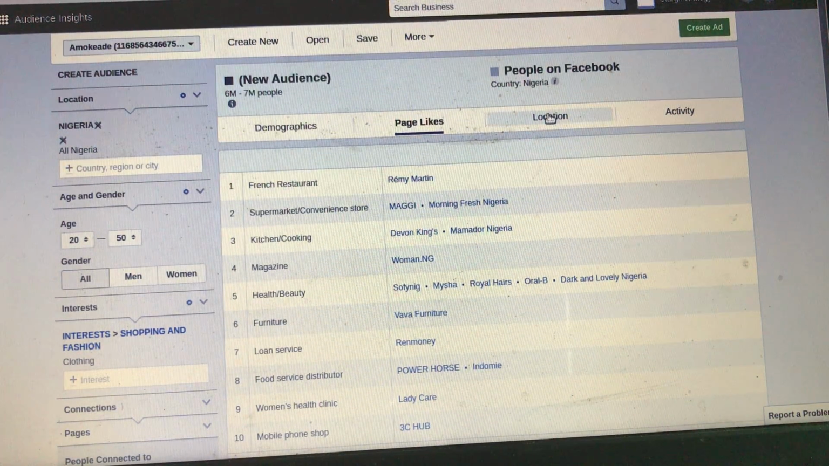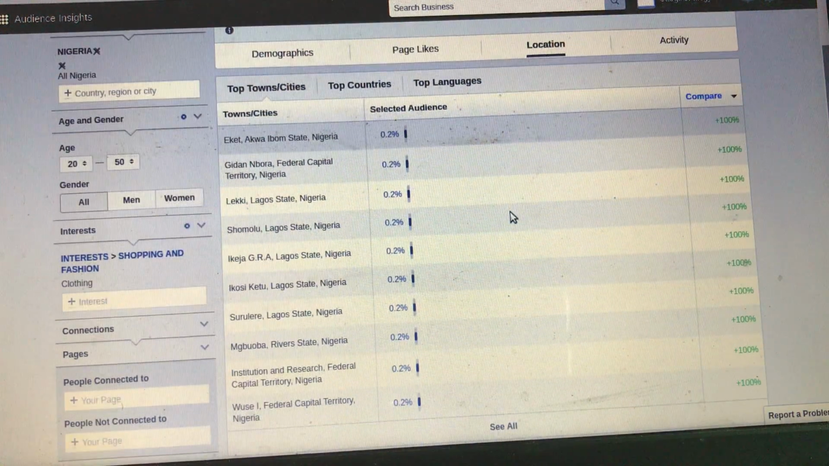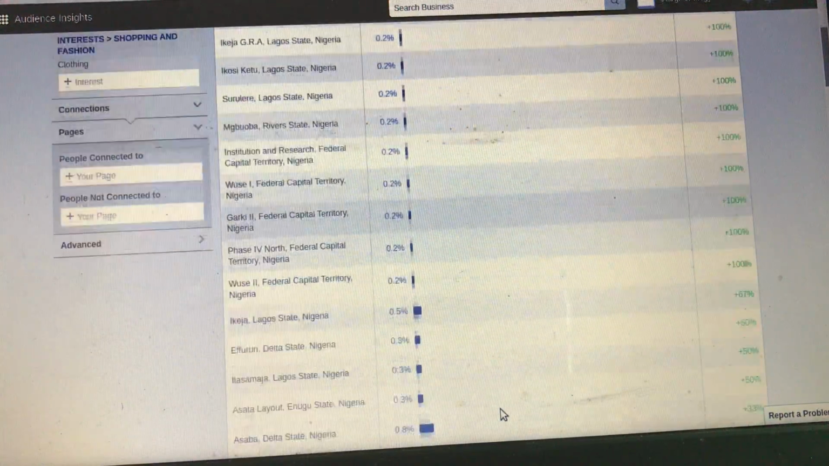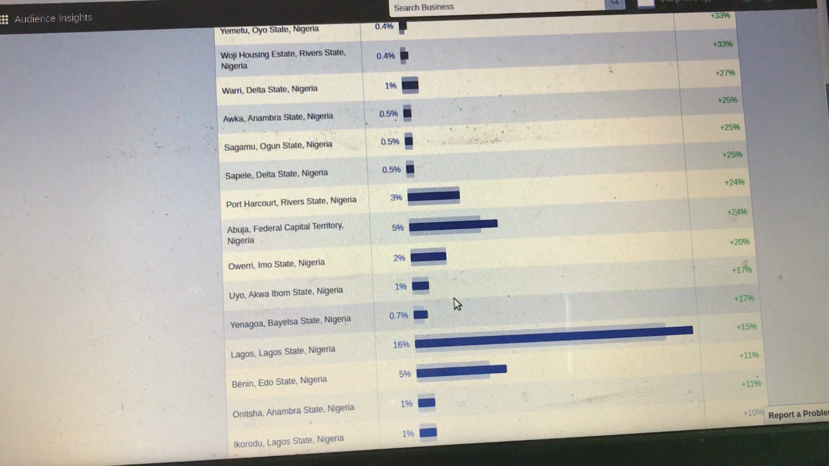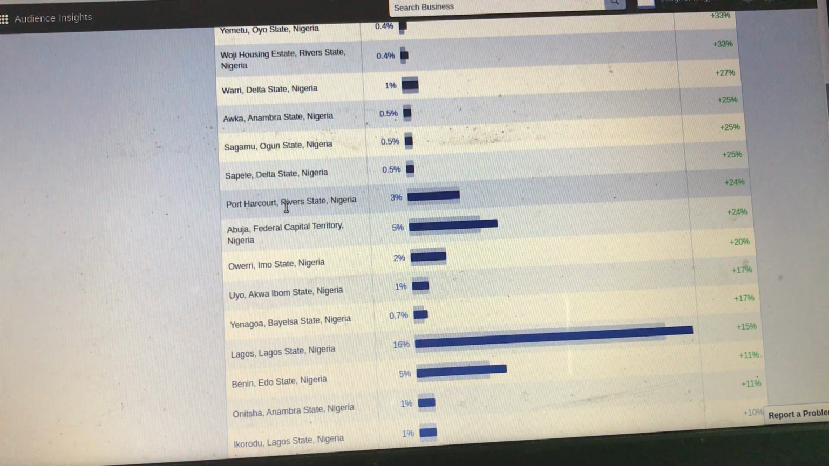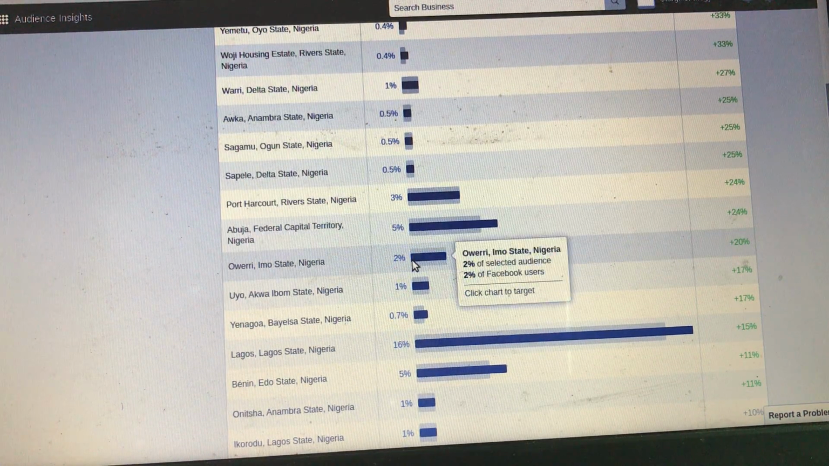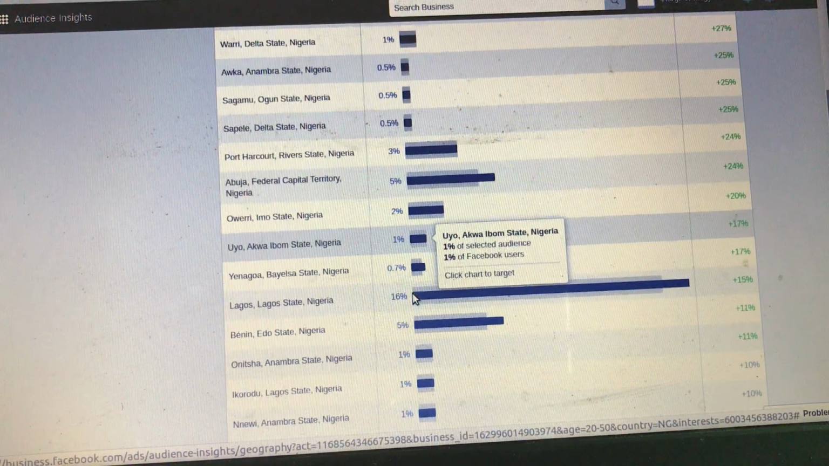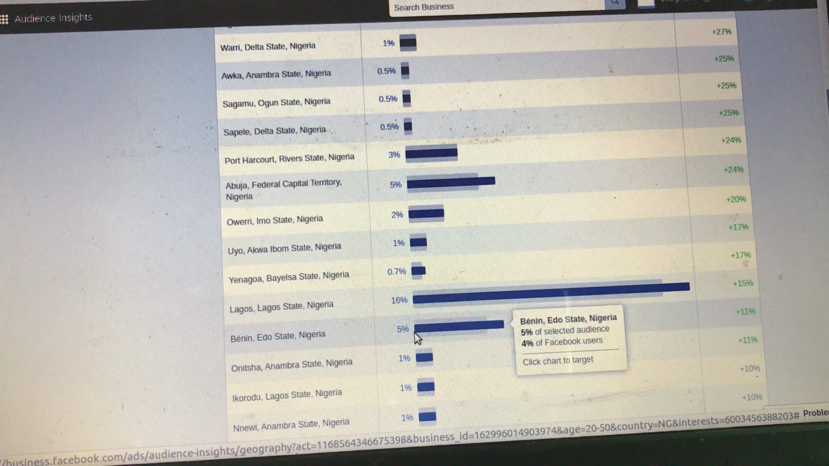So when we check the location of people interested in clothing in Nigeria, you see their percentage. So we are seeing 0.0 something. I think we need to move to states instead of all these areas. So the Port Harcourt, we have like 3% of people there that are interested in clothing. In Abuja, we have 5%. In Imo, you can see their percentage. In Yenagoa, you have 0.7. In Lagos State, you can see the percentage, 16%.